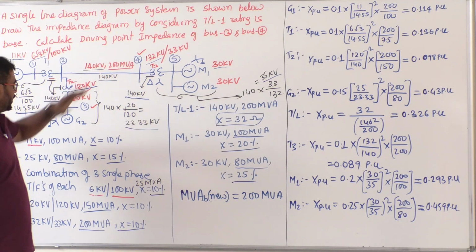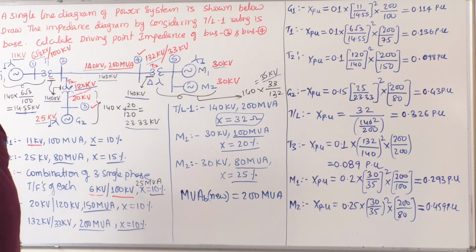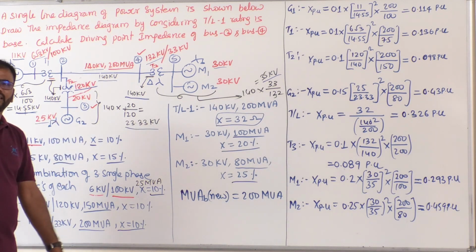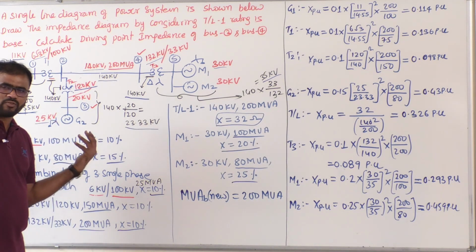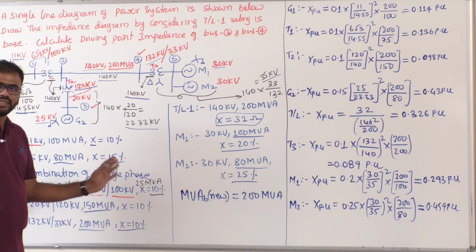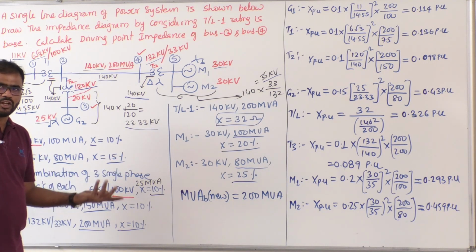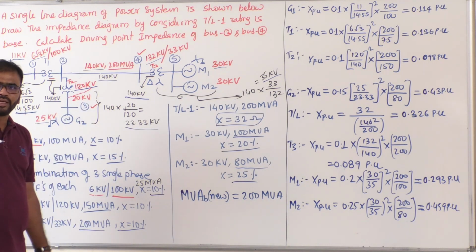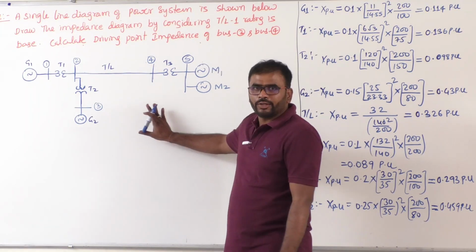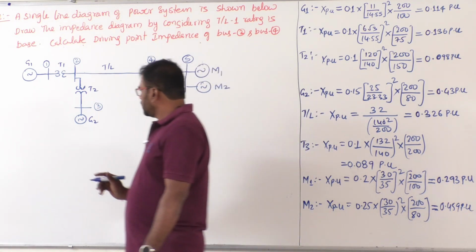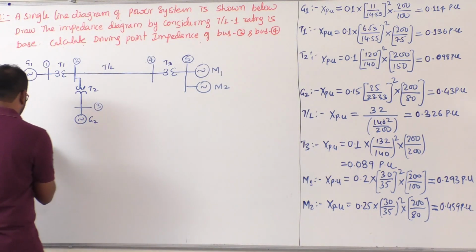Clear? Now we need to draw the impedance diagram. Strictly speaking, it is a reactance diagram only, because the resistance of all the elements is not given. Shunt branch impedance of the transmission lines is not given. No static loads are there. So nothing wrong to say it is a reactance diagram. So we are going to draw the impedance diagram for this. I will start from generator 1.